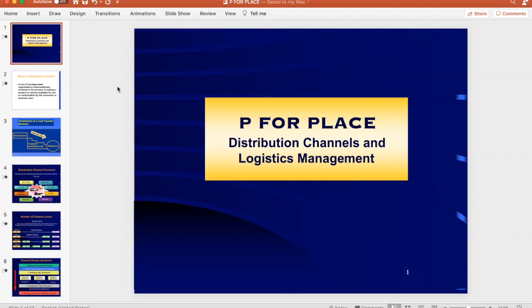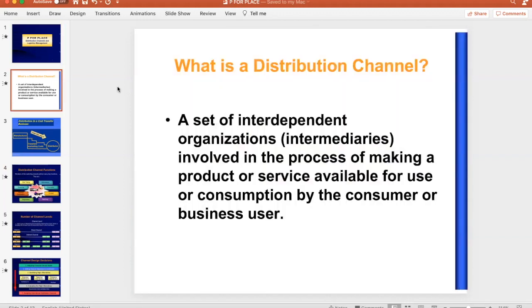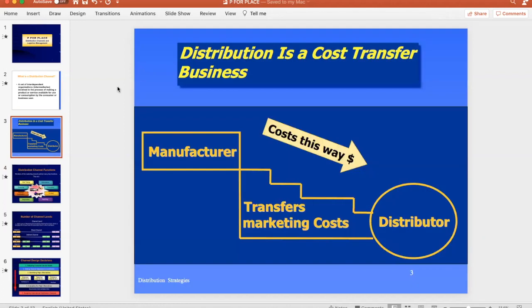The marketing mix contains four P's, and the P for place really means distribution. So what is distribution? A set of interdependent organizations involved in the process of making a product or service available for use or consumption by the consumer or business users. The idea is that there are intermediaries, and these intermediaries are necessary.